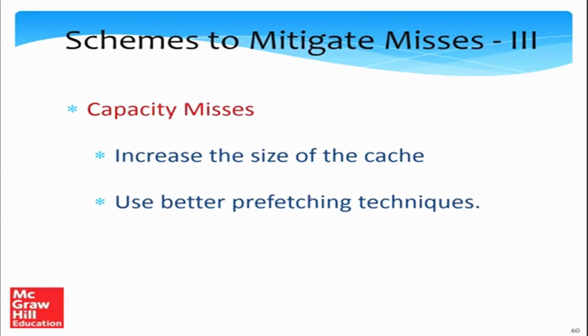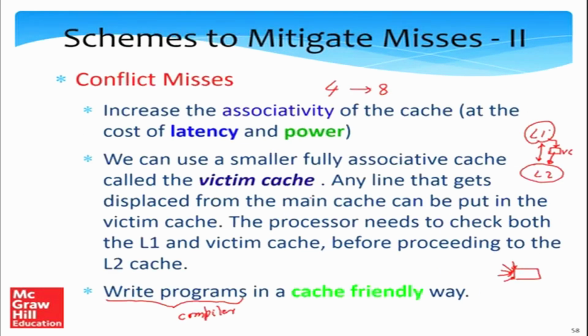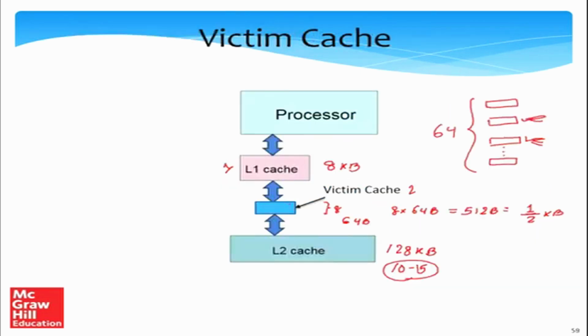Now let's discuss some other schemes to mitigate misses. Let's look at capacity misses. We have already discussed compulsory misses. The scheme for mitigating compulsory misses was either increase the block size or prefetch. The scheme to mitigate conflict misses was increase associativity. That is easier said than done, because a higher associativity means more latency, more time, and more power. In comparison, a victim cache could be used.